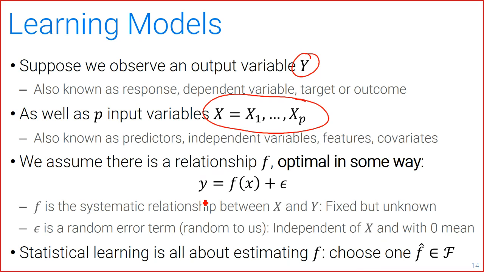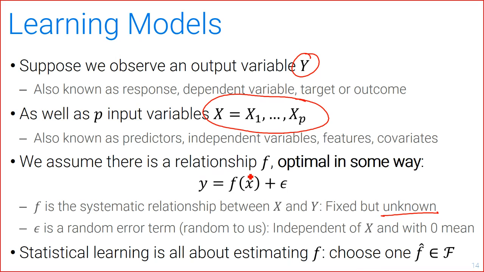And f is going to model the systematic relationship between the independent variables and the dependent variable. It's going to be fixed. That relationship is going to be constant. It's just that we don't know what it is. We don't know how it looks like. And then epsilon is the random error term, something that looks random to us. It's going to be independent of the features and normally with no bias.